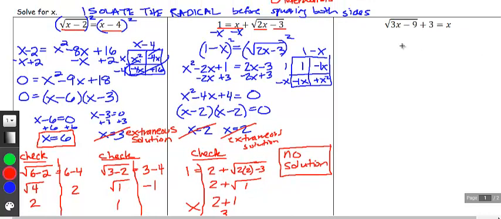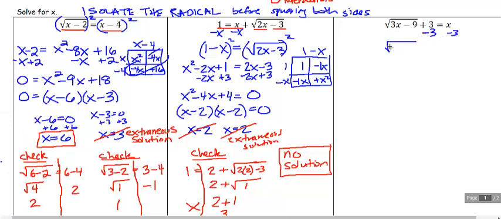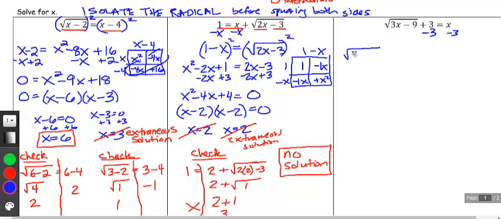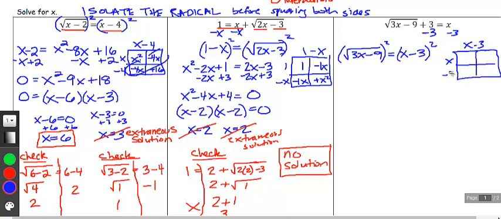Okay, we need to isolate our radical. That means this minus 3 has got to go. Let's switch over to blue here. Minus 3, goodbye. And now I have, move it over here, the square root of 3x minus 9 on the left, and on the right we have x minus 3. It's now time to square both sides because the radical's all by itself. So we have to go to work squaring x minus 3. So x minus 3 times x minus 3.